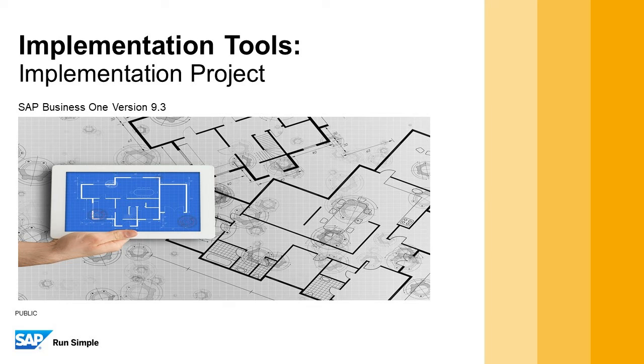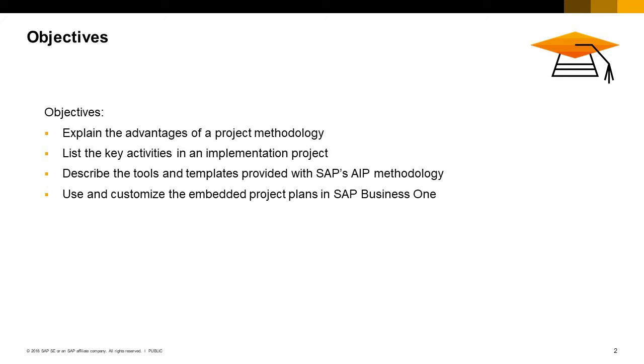This topic covers the implementation project for a new SAP Business One installation. On completion of this topic, you will be able to explain the advantages of a project methodology, list the key activities in an implementation project, describe the tools and templates provided with SAP's Accelerated Implementation Program methodology. Let us call Accelerated Implementation Program AIP. Use and customize the embedded project plans in SAP Business One.